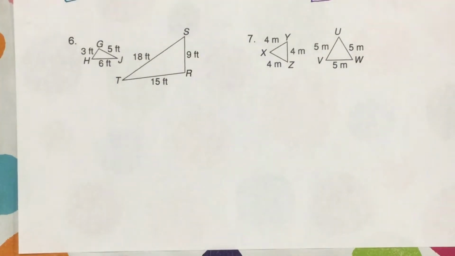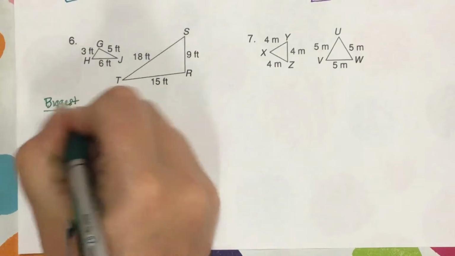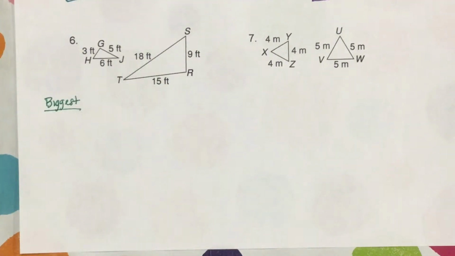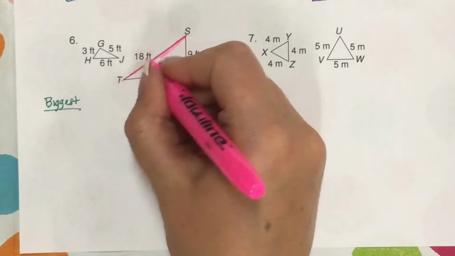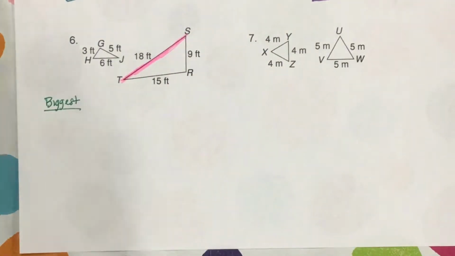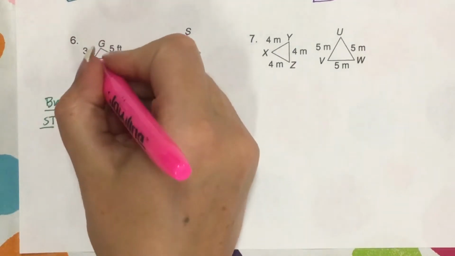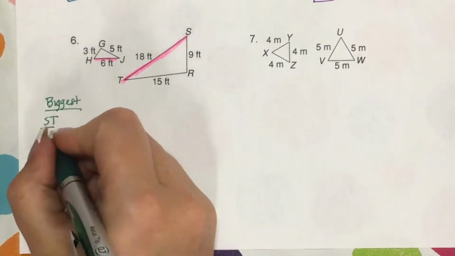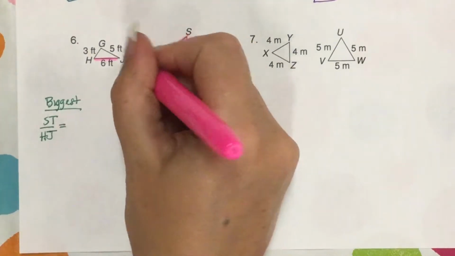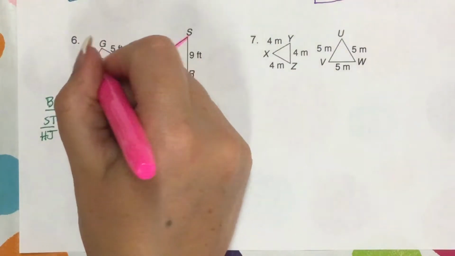Okay, let's go on to problem 6. Okay, we are going to go ahead and start with the biggest side again. Okay, let's see how you did. So with the biggest triangle, I got 18, 9, 15. So 18 is going to be the biggest side, which is ST. ST is the biggest side over the biggest side over here, 3, 5, 6 would be HJ. Then I'm going to go ahead and fill in the numbers. So ST is 18 over HJ is 6.